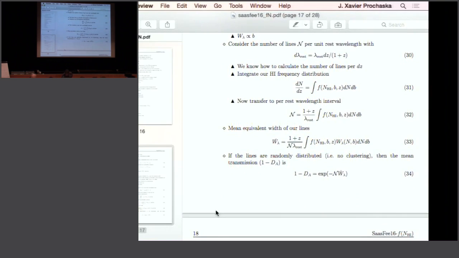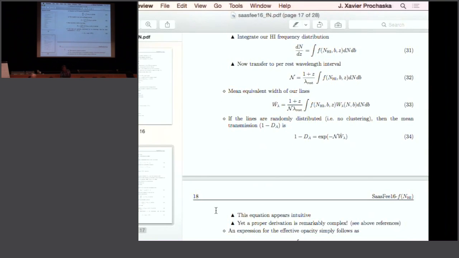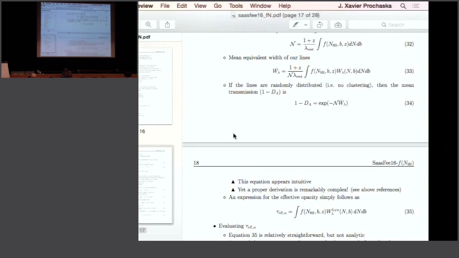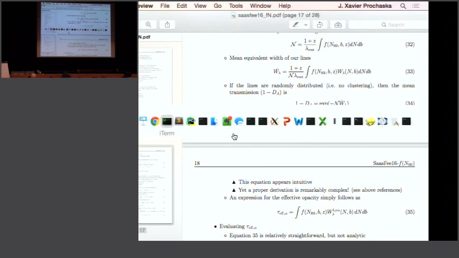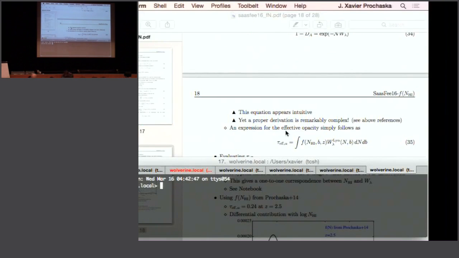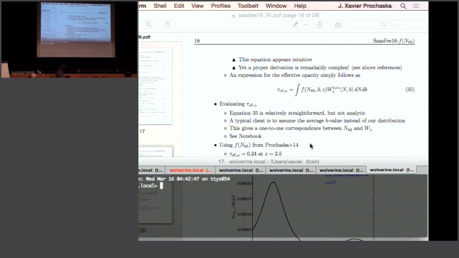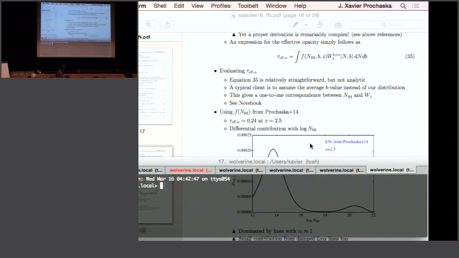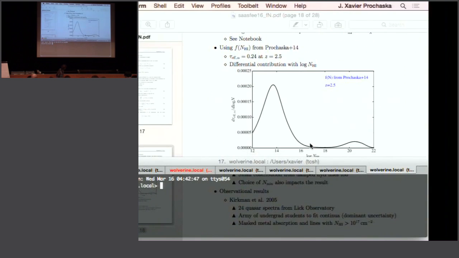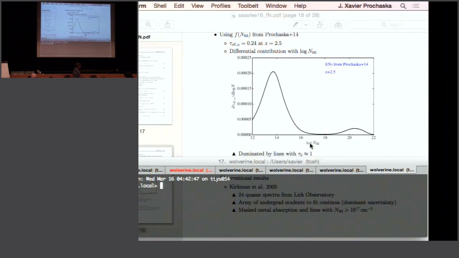So I've put in the notes how one may estimate, from our frequency distribution which we worked hard to derive, the effective opacity from our f of N. I think for the sake of time, I'll just leave it in the notes. Empirically, or observationally, let's show this at least. This is what we predict based on our frequency distribution for the contributions to this average Lyman-alpha opacity.